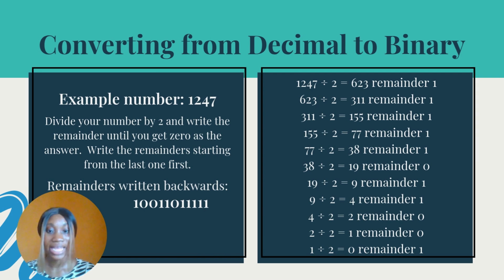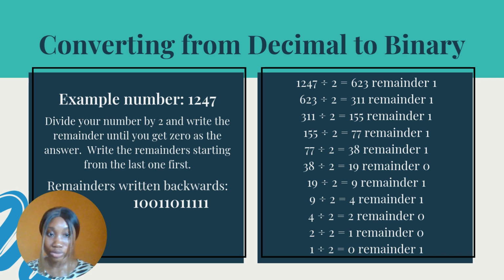So looking at another example, we want to find out the binary number of 1247. Again, divide by 2 and write out the remainder. So let's go. 1247 divided by 2 is 623, remainder 1. 623 divided by 2 is 311, remainder 1. 311 divided by 2 is 155, remainder 1. 155 divided by 2 is 77, remainder 1. 77 divided by 2, 38, remainder 1.